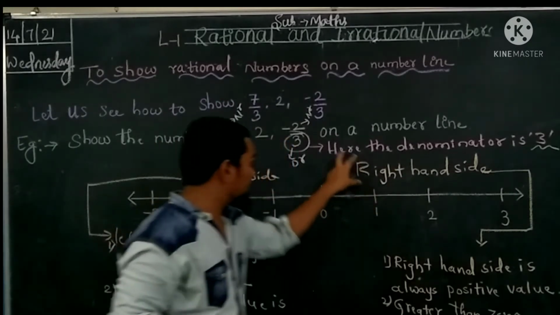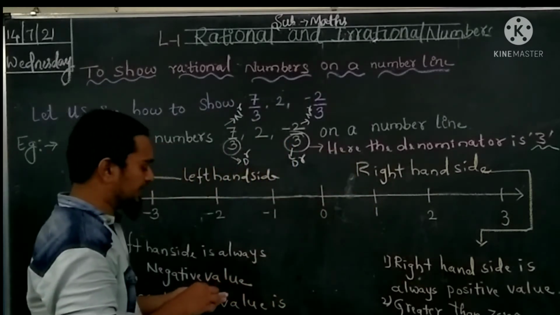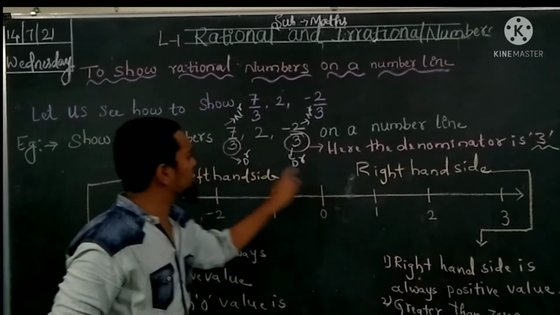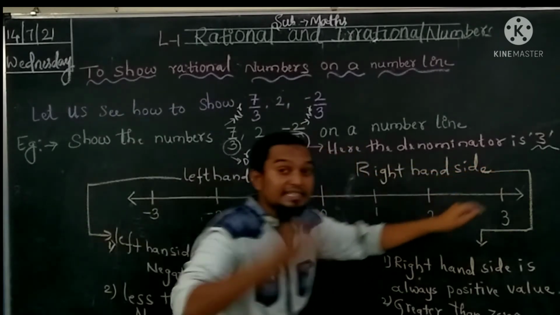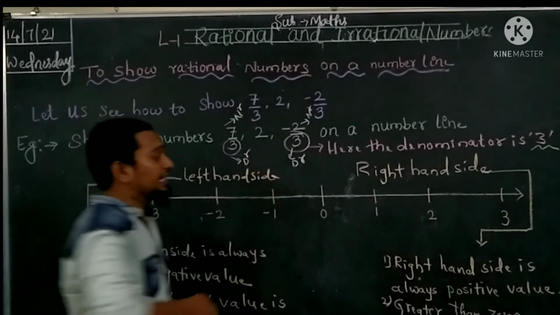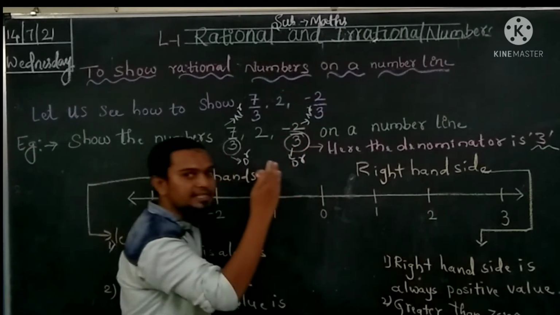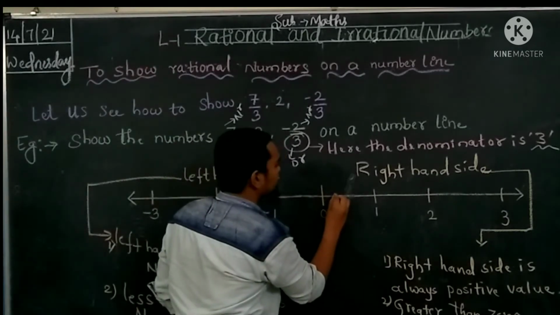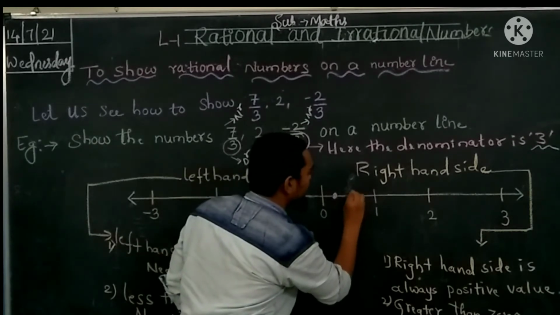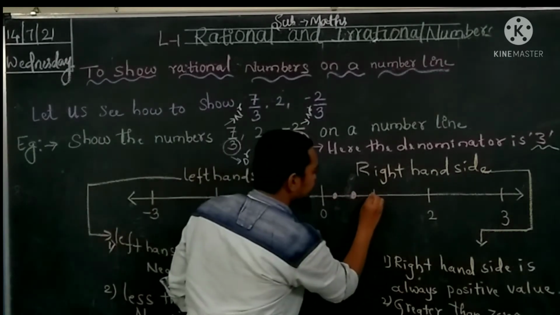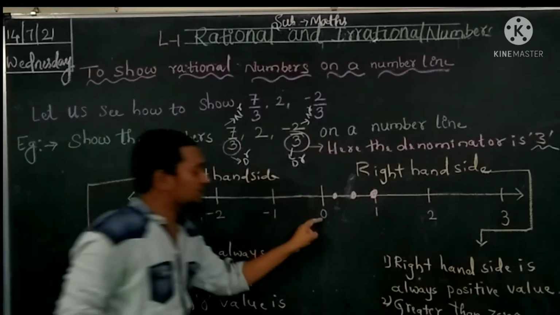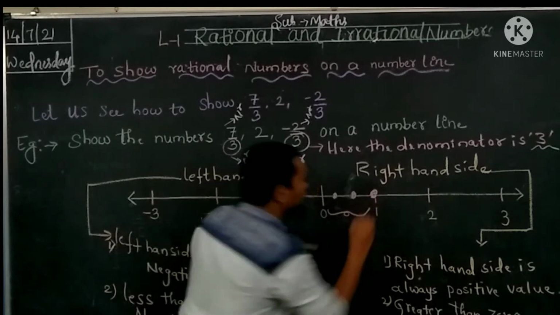First of all, now we are taking 0 to 1. The difference between 0 to 1 is 3 units. Why we are taking 3? Because the denominator is given as 3. Now we are taking the difference between any two numbers as 3 units. Therefore, this is 1 unit, this is 2 units, and this is 3 units.